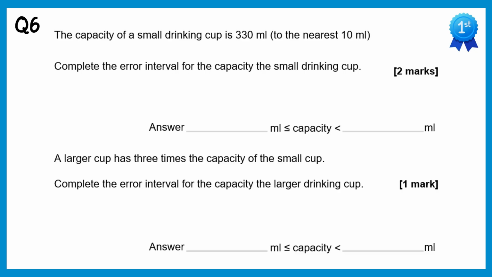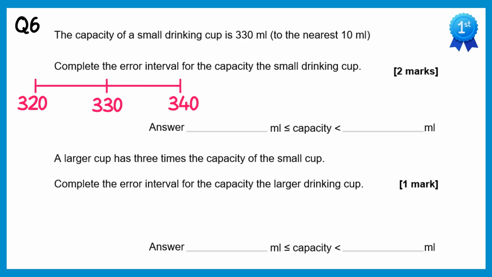For this question we need to do an error interval. I like to do these by drawing out a number line. I'm going to place the number from the question, 330, in the middle. This number's been rounded to the nearest 10 milliliters, so I'm going to add 10 milliliters and subtract 10 milliliters from it. So if I take away 10, I get 320, and if I add 10, I get 340.